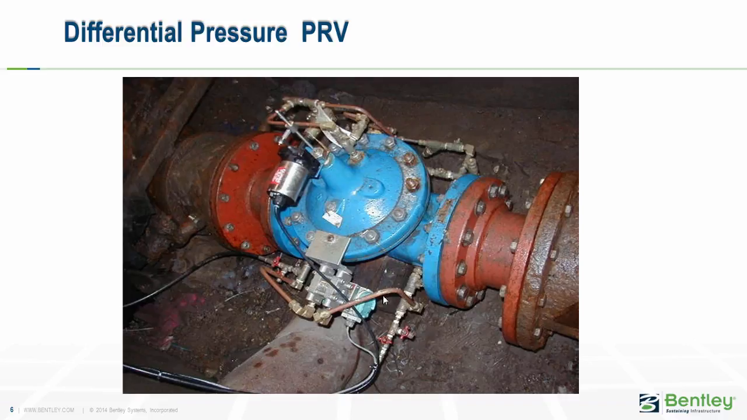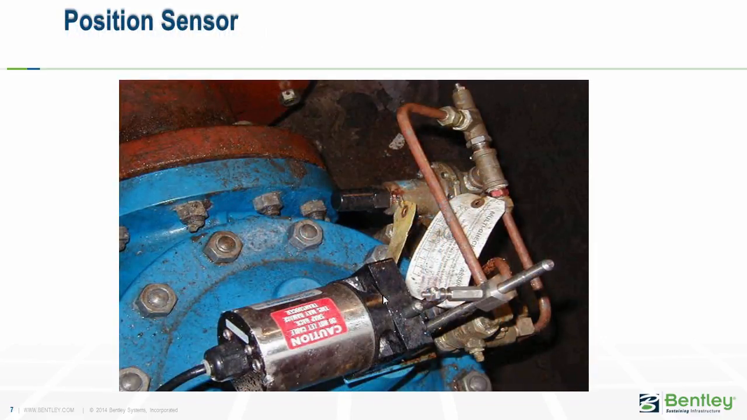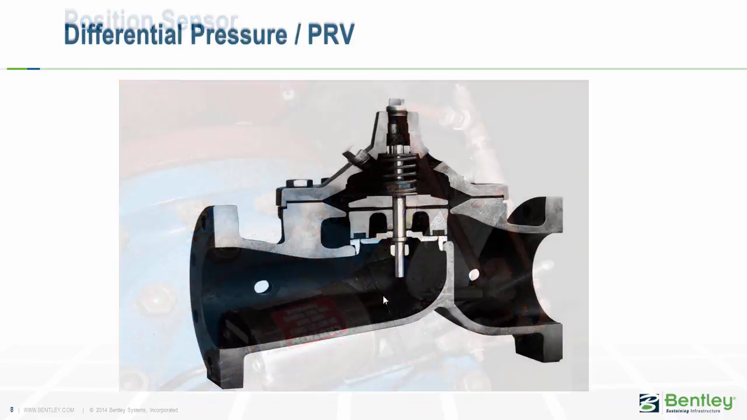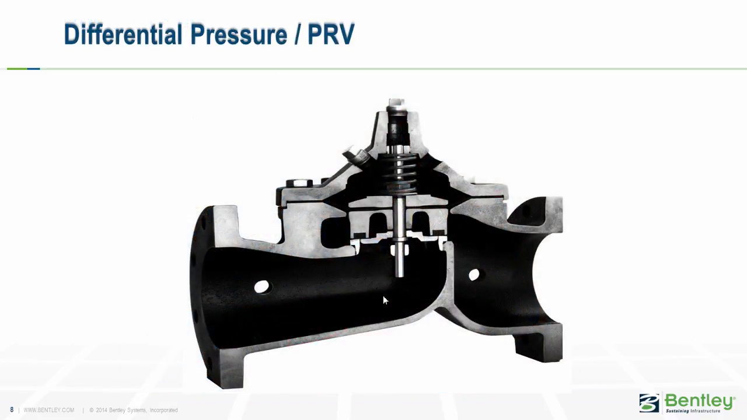So this is one way that you can have a control element that is both a boundary of a pressure zone and also a DMA boundary. This is a close-up of that sensor determining what the position of the valve is. And this is just a schematic showing what a PRV really looks like.